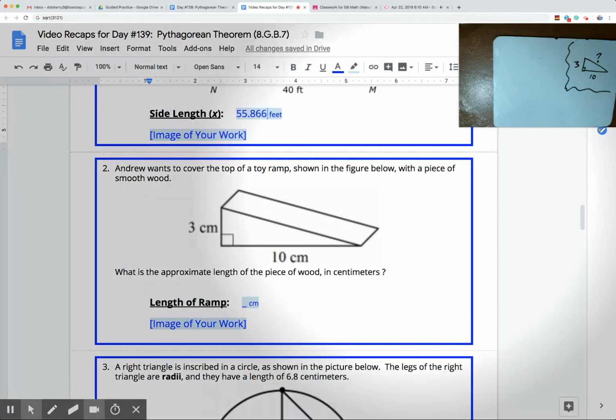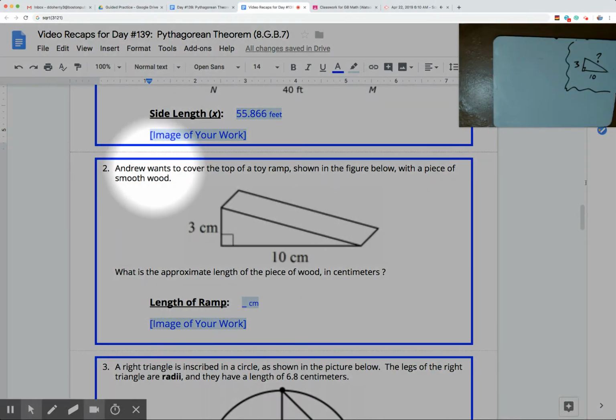All right, for problem number 2, we were told Andrew wants to cover the top of a toy ramp, shown in the figure below, with a piece of smooth wood. So if we imagine this is a toy ramp here, it has a height of 3 centimeters, a length of 10 centimeters, and then this toy ramp here going up. That's where the piece of wood's going to be going.